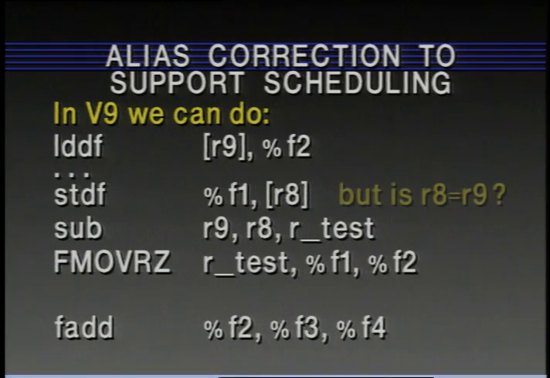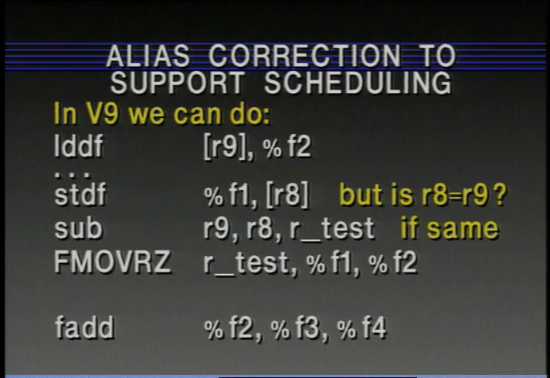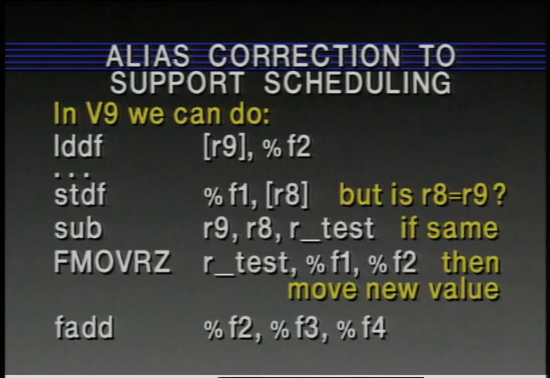And then what we'll do is to do a check to find out whether register 8 was the same as register 9. So we'll simply subtract those two registers and put the result of that test in some other register I've labeled here rtest. And then we'll use the new version 9 instruction called floating move if register 0. And there's a wide variety of different kinds of conditions one can test for here. So if these two registers were equal according to the value in rtest, we will then move floating point register 1 into floating point register 2 and correct for the fact that that store might have been at the same address as the load address. Finally then, we can do the floating point add knowing that we'll get the correct data here.